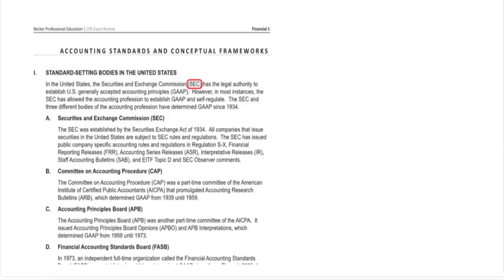The standard setting body in the United States is called the SEC, Securities and Exchange Commission. The SEC is the driving body which formulates all the accounting requirements, and has the authority to establish US generally accepted accounting principles, which are GAAP. However, in most instances, the SEC has allowed the accounting profession to establish GAAP and self-regulate. That is what the SEC has done. The SEC is more in line with SEBI here in India.